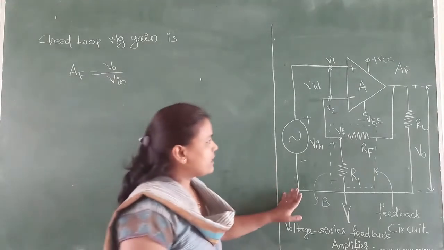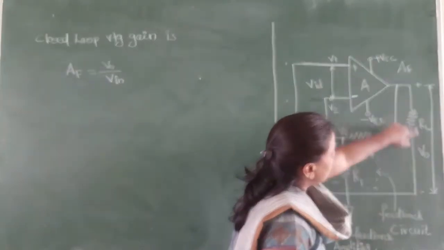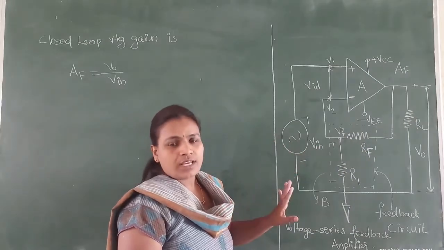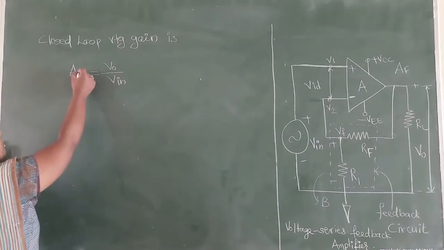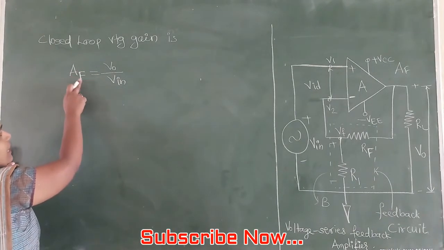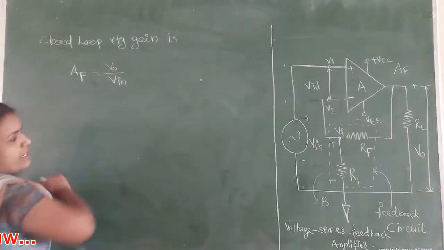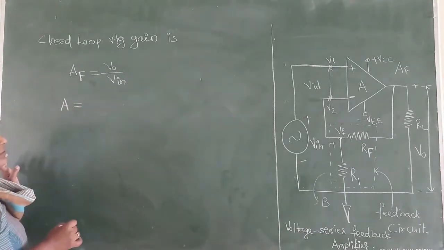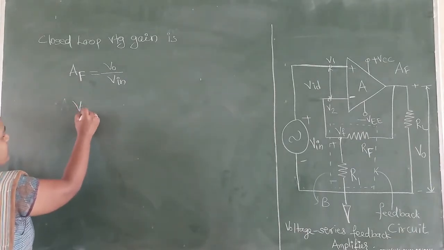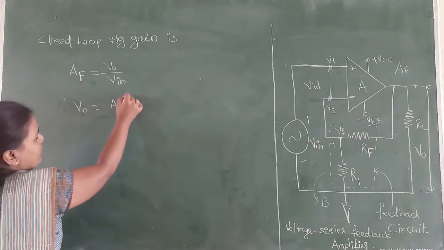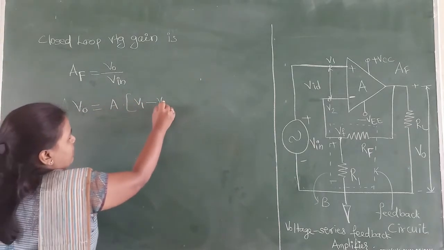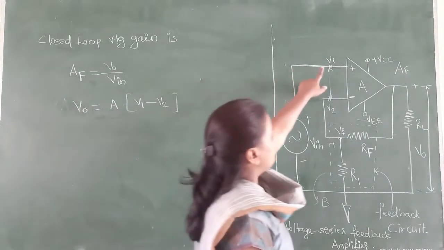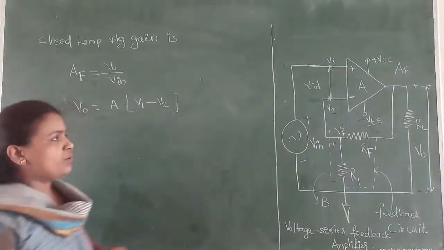For the given circuit diagram, V0 is the output voltage that we collect across the load resistor RL, and Vin is the input voltage. So we can define the voltage gain with feedback AF as output voltage V0 divided by Vin. Ideally, the output voltage V0 is equal to the gain of the op-amp A into the bracket voltage difference between the two input terminals, that is V1 minus V2. V1 is the input to the non-inverting terminal, V2 is the input to the inverting input terminal.